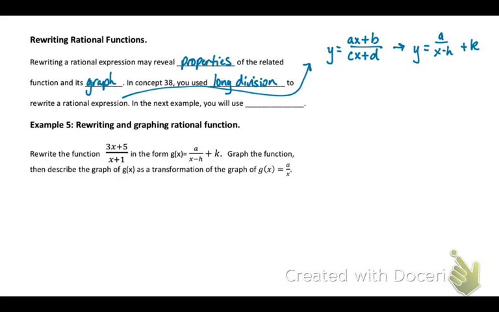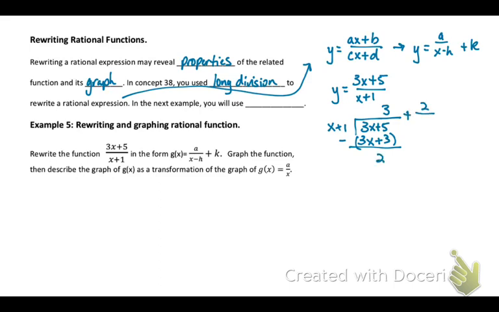So let's just work an example. If you look below at example 5, you'll see the function y equals 3x plus 5 over x plus 1. So using long division, we take the numerator and we divide it by the denominator. So we're looking at the x's and seeing what do I need to multiply x by for it to equal 3x? Well, I need to multiply by 3. So then I'm going to multiply that entire expression, x plus 1 times 3. And then I'm going to subtract that from 3x plus 5, which will give me a remainder of 2. And I rewrite that as plus my remainder of 2 over x plus 1.